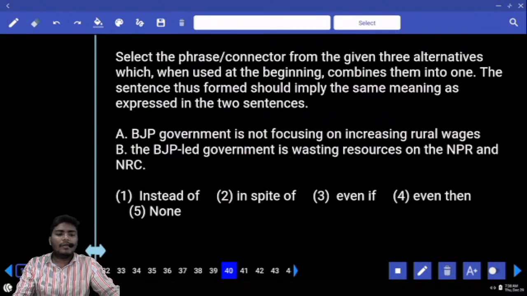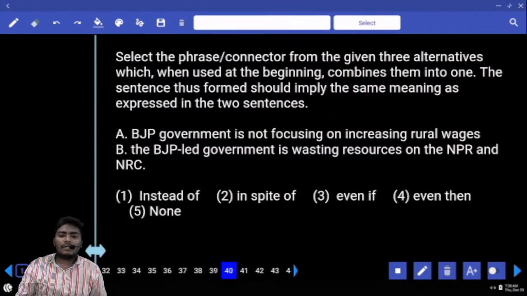Move to 40. The BJP government is not focusing on increasing rural wages. They are not increasing the amount in rural areas, not focusing on it. The BJP-led government is wasting resources on NPR and NRC.